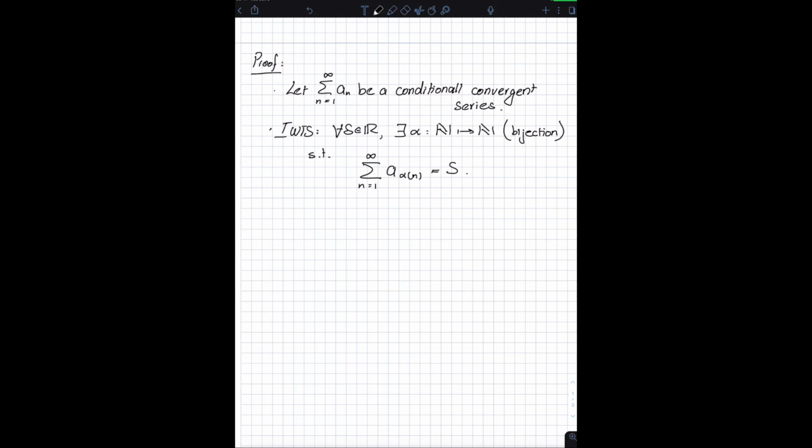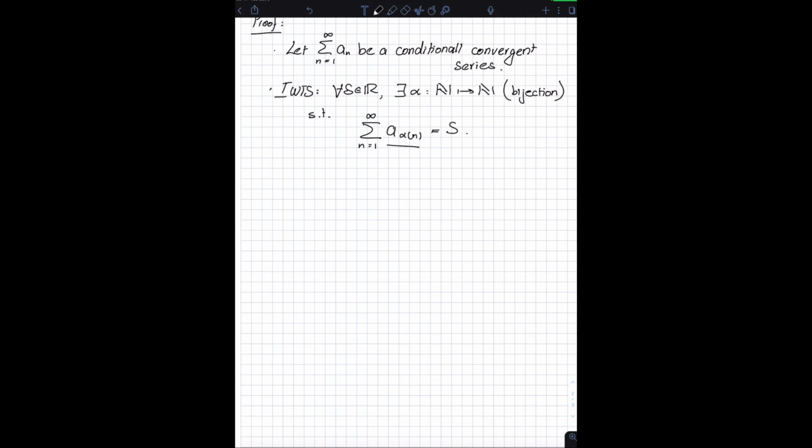In other words, for any real number you give me, there exists a rearrangement of the set of natural numbers such that if I add up my sequence a of n in that rearranged order, I will obtain s. Given that that is true, what do I do next? First of all, let s be any real number, a fixed real number. For this case, without loss of generality, I'm going to assume that s is positive. It doesn't matter if s is negative. In general, the process will remain the same.